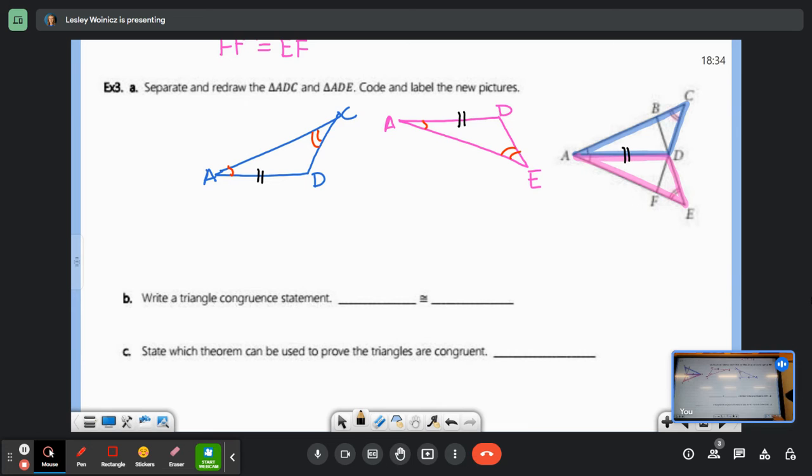Now we have to write a triangle congruence statement. So matching up the corresponding parts, I'm going to say that triangle ADC is congruent to triangle ADE.